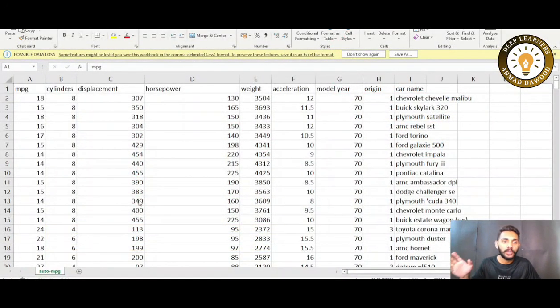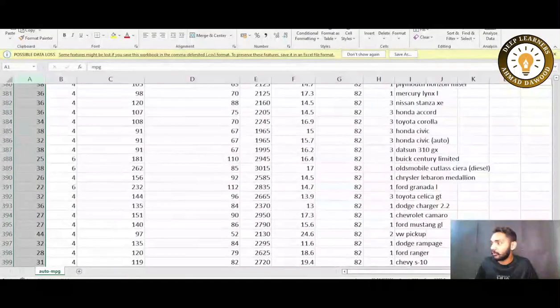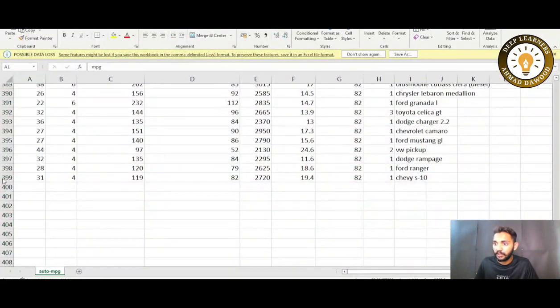Okay, so here we have this data set. This is a data set of automobiles, in which there are multiple variables. Here, miles per gallon we will consider in this session as the target variable, and the other variables like cylinder, displacement, horsepower, weight, acceleration, model year, origin, and car name can be considered as the independent variables. We have about 400 data points here.